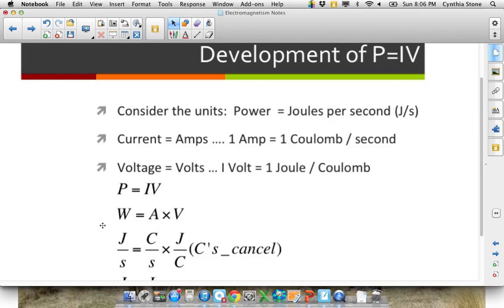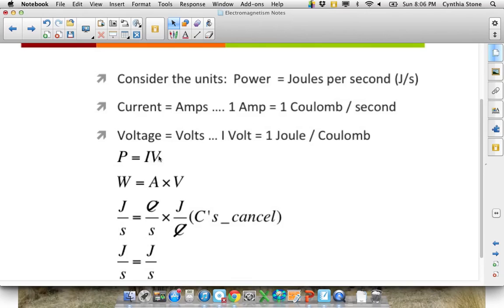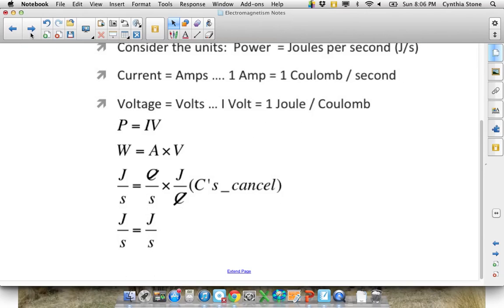So if I look at the formula P equals IV, and replace the symbols with the units, a watt is equal to an amp times a volt. How does that make sense? A watt is a joule per second, because a coulomb per second times a joule per coulomb, I can cancel out the C's, and it works out. Joules per second equals joules per second. So that's not a derivation of the formula, but it shows you why it is true. And you don't need to regurgitate that for me at any point.